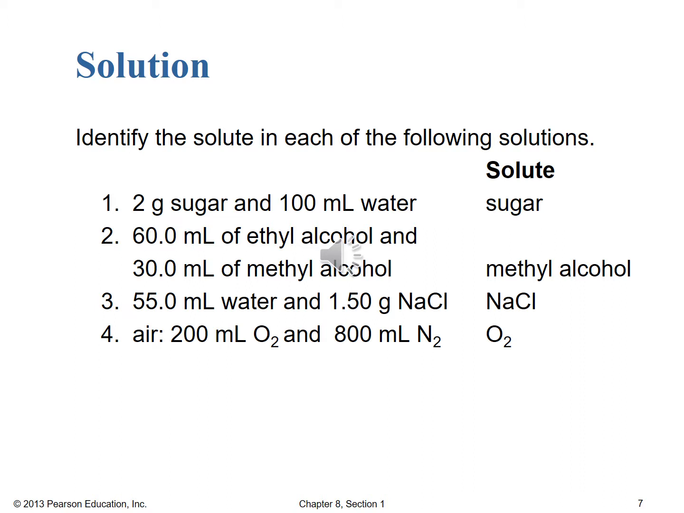Number 3: 55.0 milliliters of water and 1.50 grams of NaCl. Again, by mass, moles, or volume, however we want to do that, the NaCl would turn out to be the solute here. And finally, if we have 200 milliliters of oxygen and 800 milliliters of nitrogen, well, we could use the ideal gas law, PV equals nRT. We could solve for the number of moles of each of those if we were given some temperature and pressure conditions. But if we just look based on volume, and as we know, volume and number of moles are proportional for gases, oxygen is in the smaller amount.